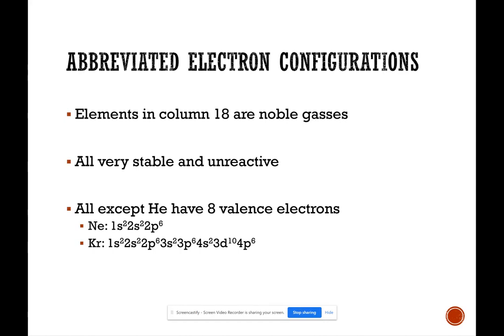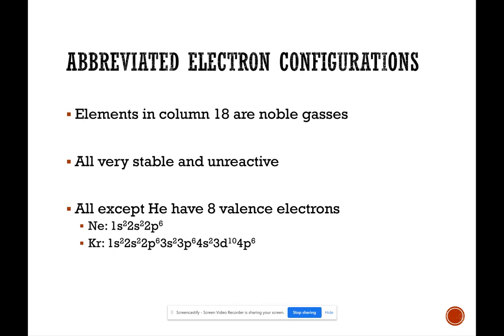Elements in column 18 are noble gases. So that very last column furthest on the right of the periodic table is the noble gases. They are called noble gases because they are very stable and unreactive. And the reason for this is because they have 8 valence electrons.